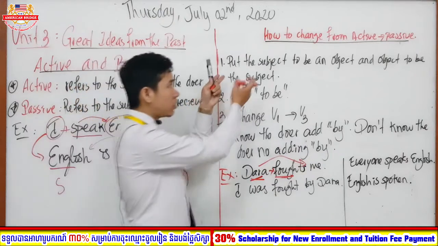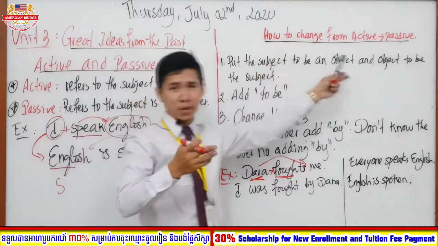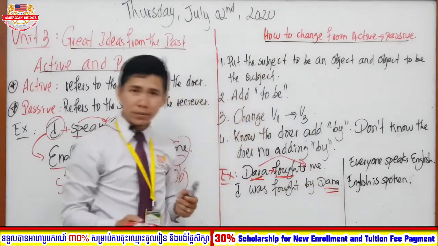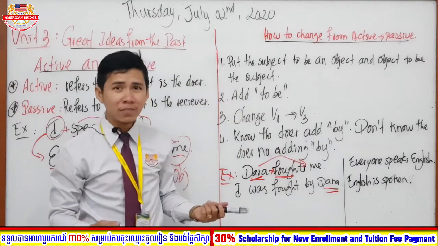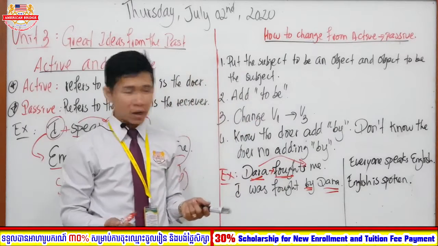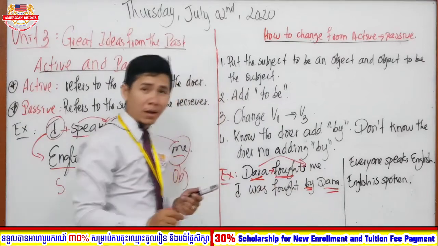What do they want you to do? Put the subject to be an object, right? So in here, I am going to take Dara to function as the object. But I know who that is, right? So that's why, if I know that person, I am going to use the word by. Next, I am going to take the object me to be the subject I.